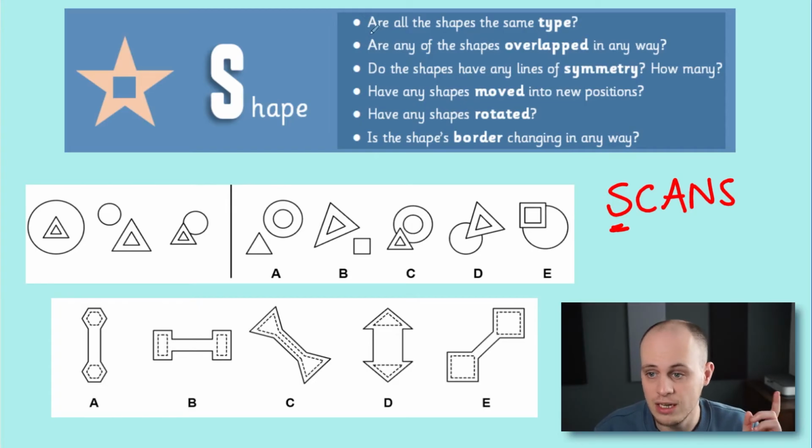So the first question is, are all of the shapes the same type? That could mean perhaps, you know, they all have to be triangles in a certain question. They all have to be four-sided shapes. Are they all the same type? Is that an important thing?